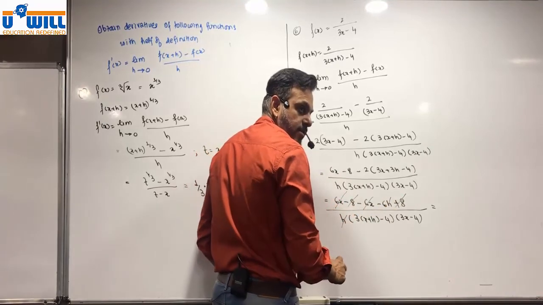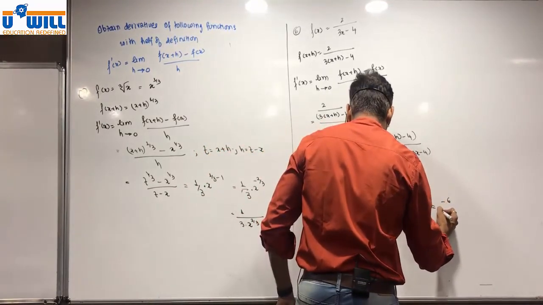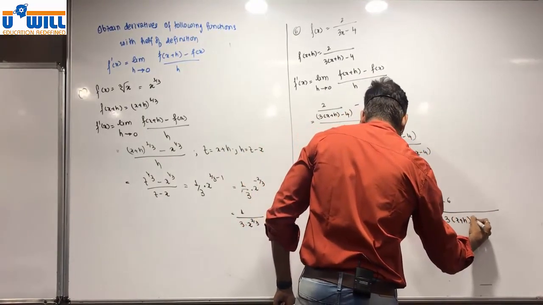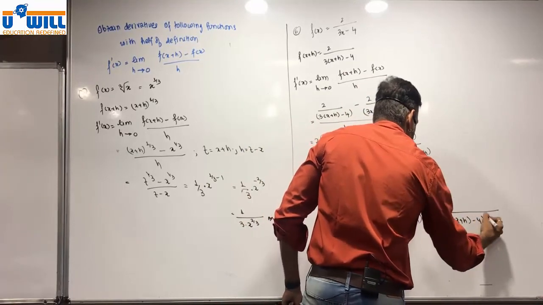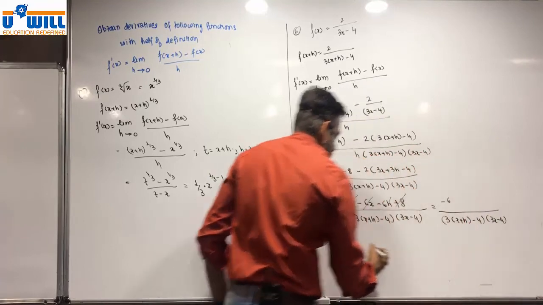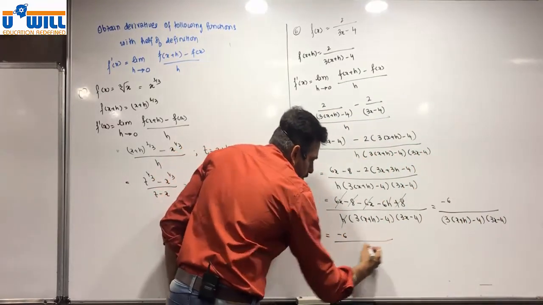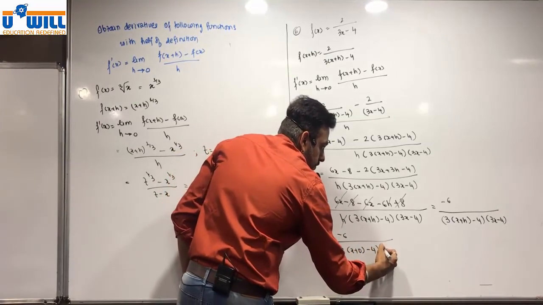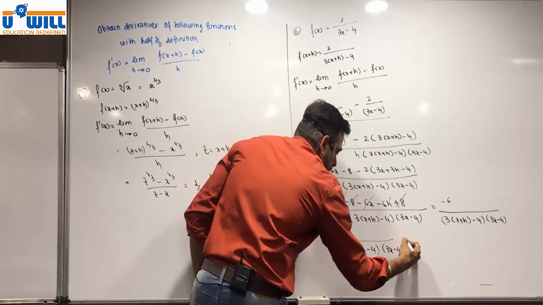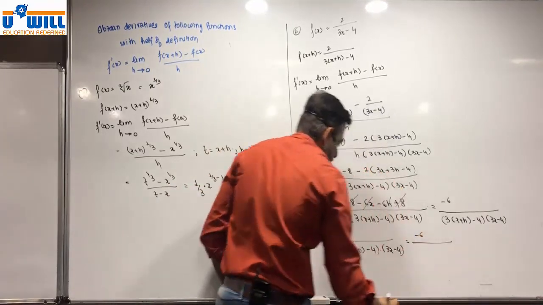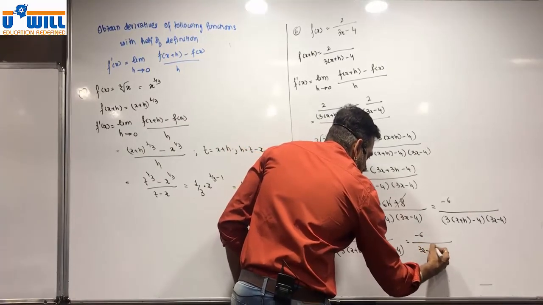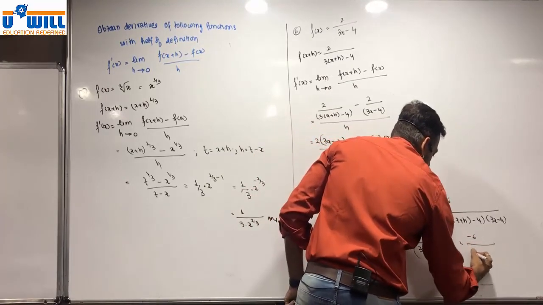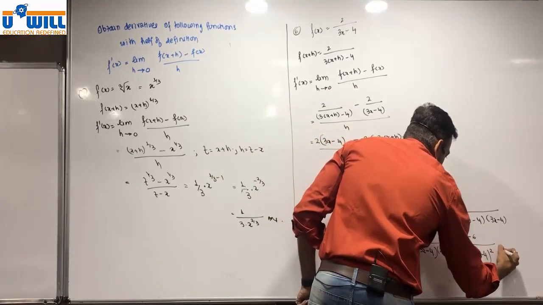h cancel, so minus 6 upon 3 into (x plus h) minus 4 into 3x minus 4, which is equal to minus 6 upon 3 into (x plus 0) minus 4, 3x minus 4, which is equal to minus 6 upon 3x minus 4, 3x minus 4, which is equal to minus 6 upon 3x minus 4 the whole square.